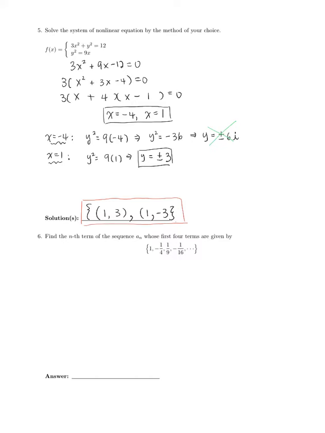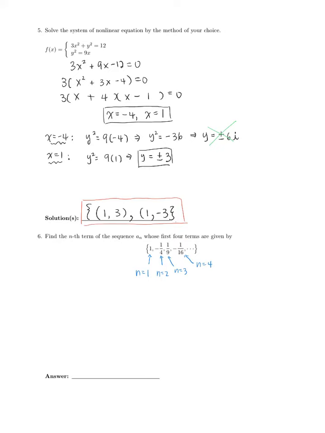Number 6, find the nth term of the sequence a sub n whose first 4 terms are given by that. So this means the first term, when n equals 1, is 1. When n equals 2, it's negative 1/4. n equals 3, it's positive 1/9. And when n equals 4, it's going to be negative 1/16. So notice that we're going to get an alternating sequence for sure because it's going from positive, negative, positive, negative.